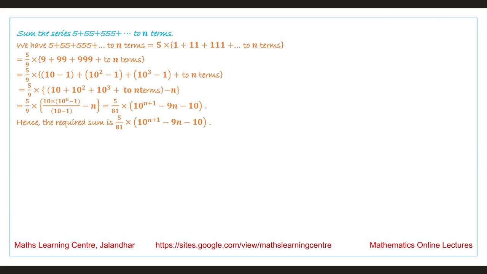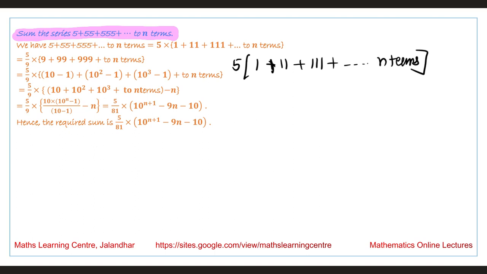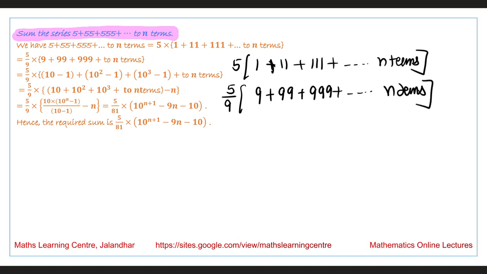Now next we have to find the sum of the series 5 plus 55 plus 555 and so on up to n terms. We can write this as 5 into 1 plus 11 plus 111 plus so on up to n terms. So this is 5 by 9 into 9 plus 99 plus 999 plus so on up to n terms. We have multiplied and divided this expression by 9.